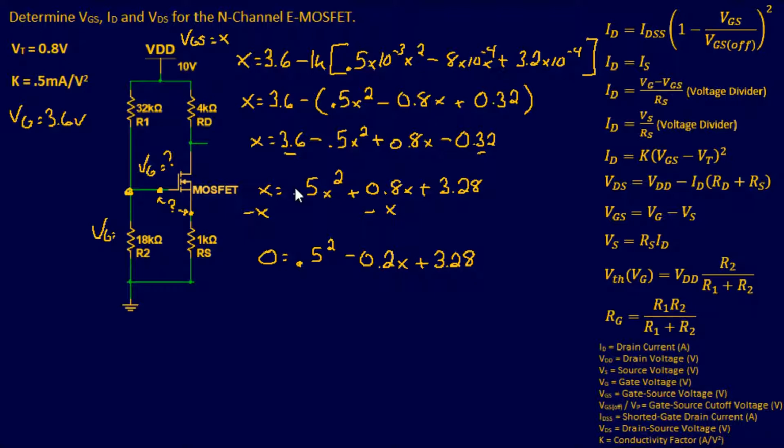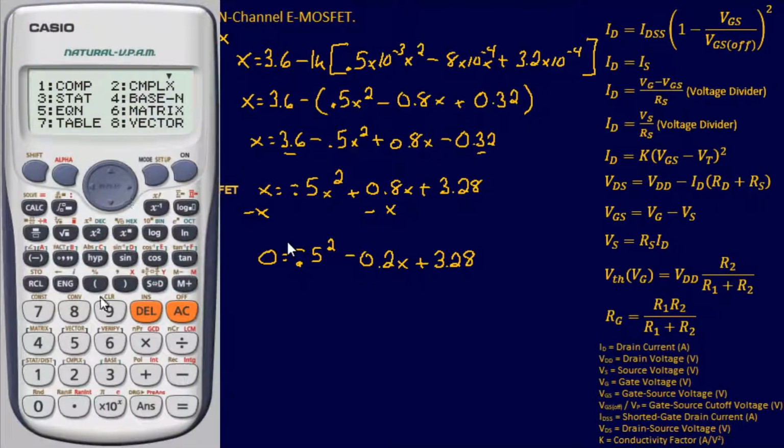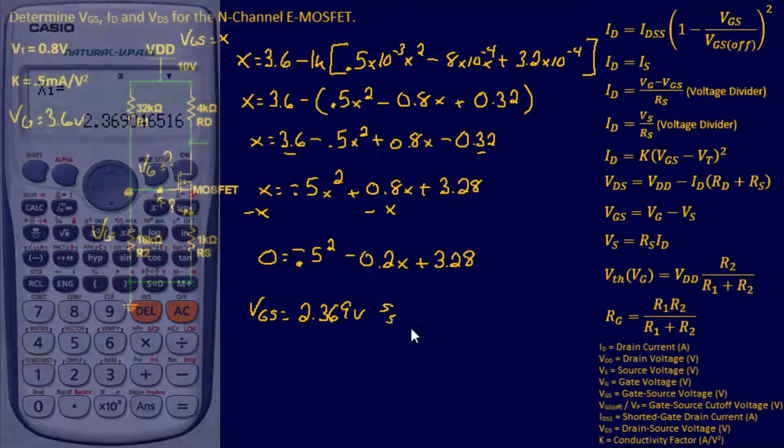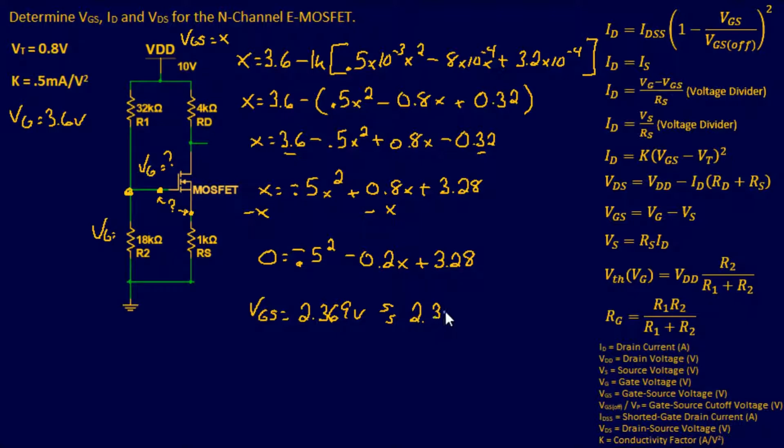And guess what I forgot to do? I forgot to bring down this minus sign. There we go. So with this equation right here, we're able to plug and chug in our calculator. So all we have to do is go to our mode, option 5 equation, and then option 3, and then just go ahead and plug these numbers in. And that's going to give us a gate source voltage of 2.369 volts, which we're just going to go ahead and say is 2.37 volts. And I'll go ahead and put that guy right over here.